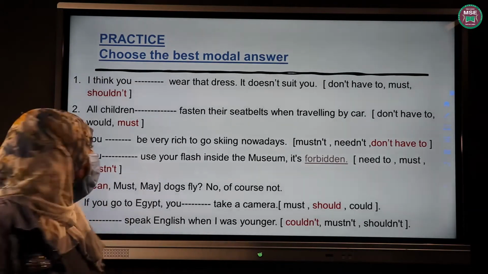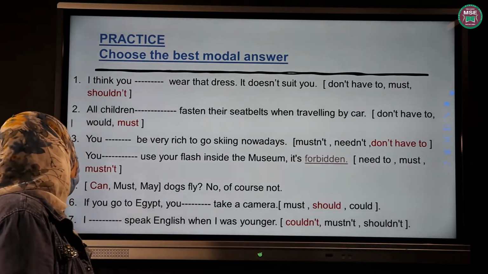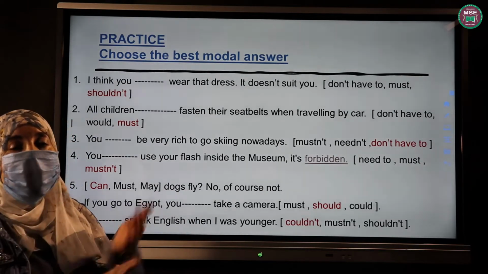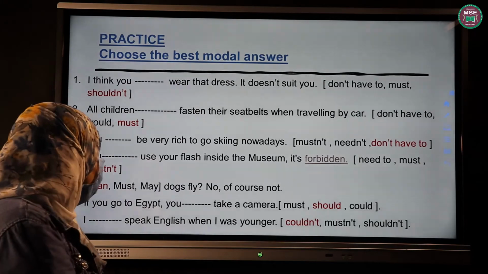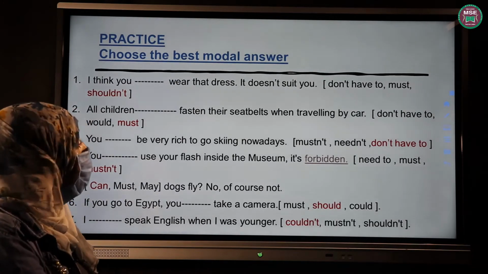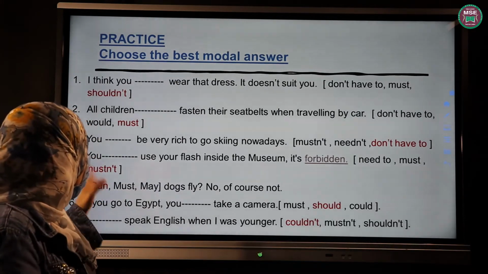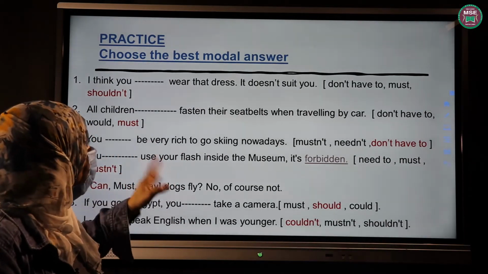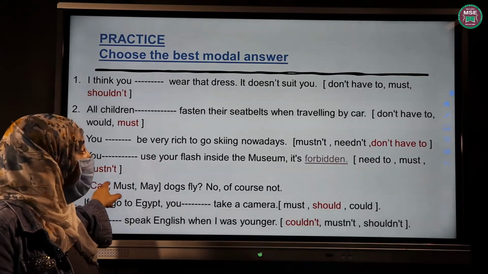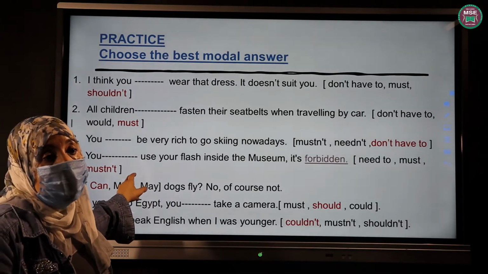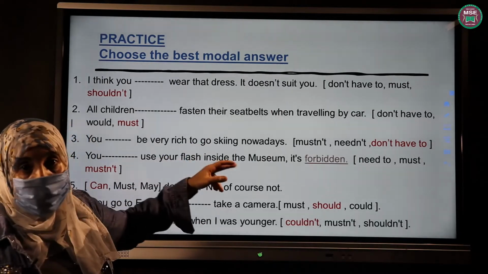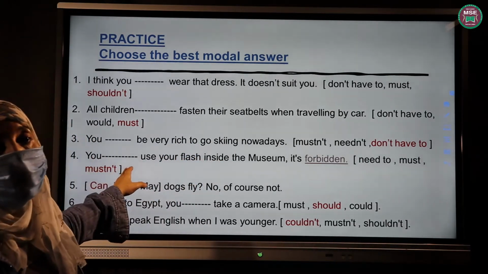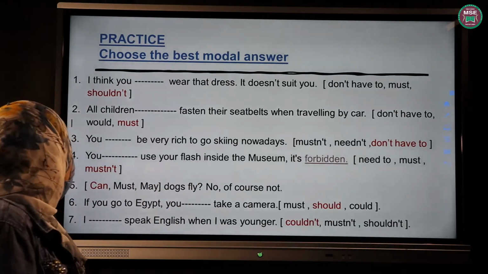Number 4: you use your flash inside the museum. It's forbidden, not allowed. In this case, you are going to use mustn't. You mustn't use your flash inside the museum, it's forbidden. Why do I choose mustn't? This is the choice that I have here. If I had to, I would choose have to. But here, mustn't is the one that I'm going to use in this sentence.